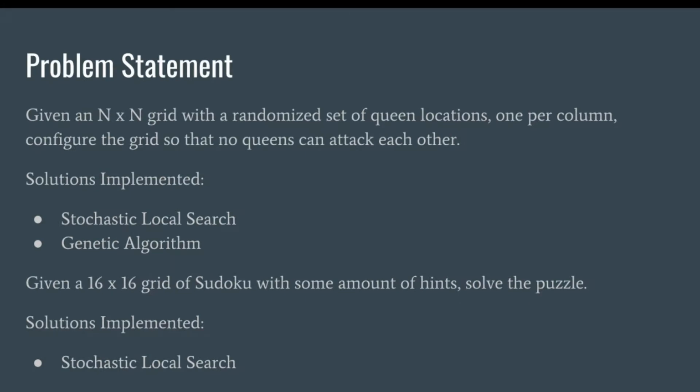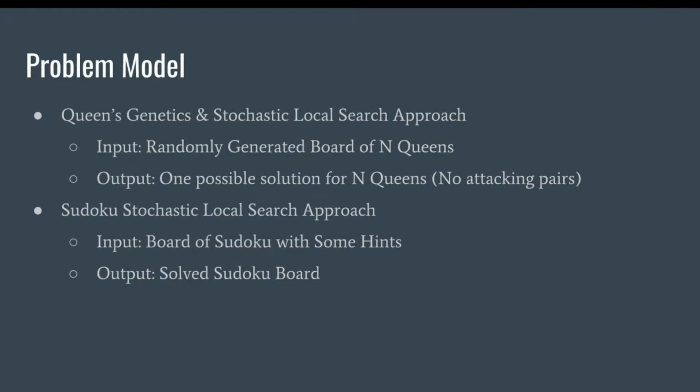The problem that we were trying to solve was the queens problem. So given an n-by-n grid with a randomized set of queen locations, one per column, configure the grid so that no queens can attack each other. We implemented the stochastic local search to solve this problem. The input was a randomly generated board of n queens. The output was one possible solution for the n queens with no attacking pairs remaining.